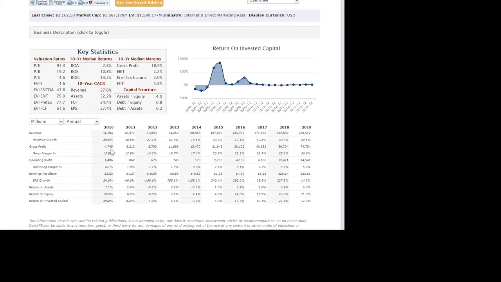Then you can also look into the gross profit margins. This is the third. Basically it's 13.9% to 26%. So this is increasing, and that's something good.